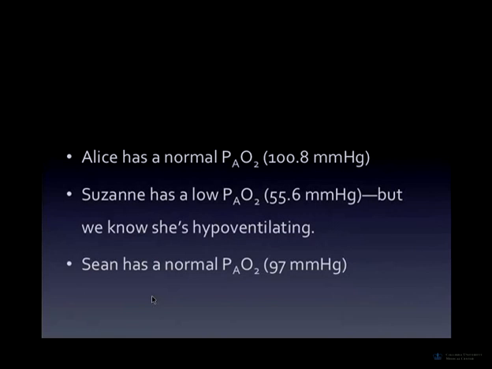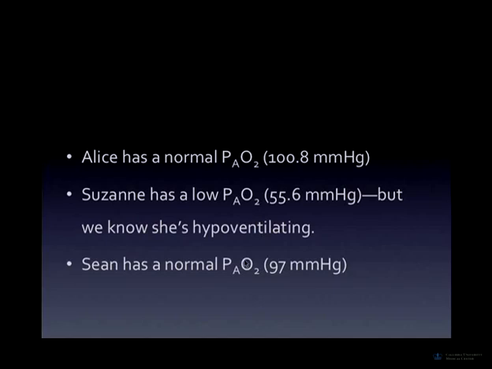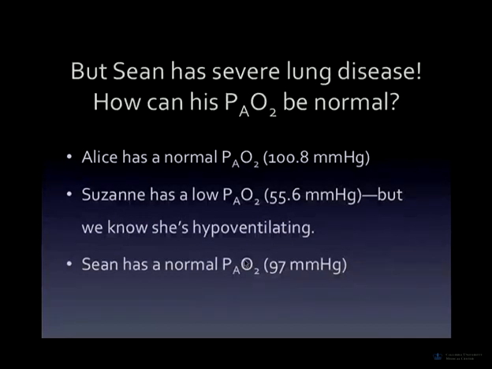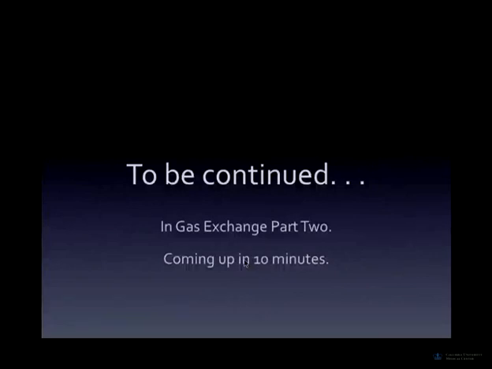Alice has a normal PaO2. Suzanne has a low PaO2, but we know she's hypoventilating. Sean, with all of that lung disease, has a normal PaO2. How's that possible? That's our cliffhanger that we're going to end with, and you're going to find out in 10 to 60 minutes. All right.